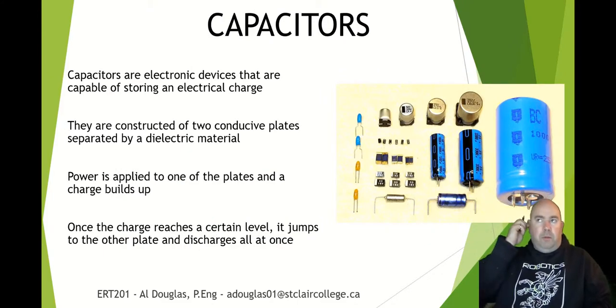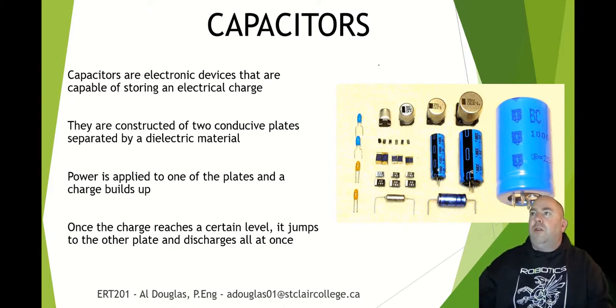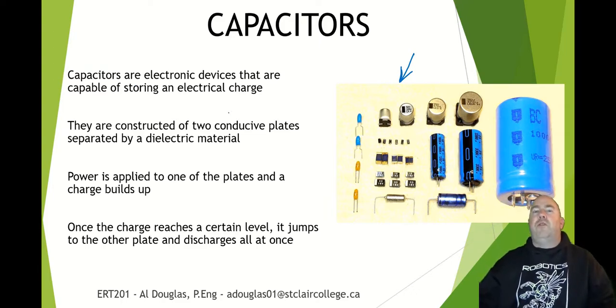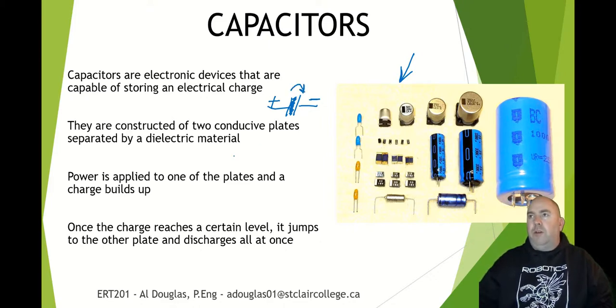Now another important thing we're going to talk about this week is we're going to start using capacitors in our circuits. So these here are capacitors. These are electronic devices that are capable of storing an electrical charge. They are constructed of two conductive plates separated by a dielectric material between them. The power is applied on one of these plates and the charge builds up. Once that charge reaches a certain level, it jumps to the other plate and discharges all at once.